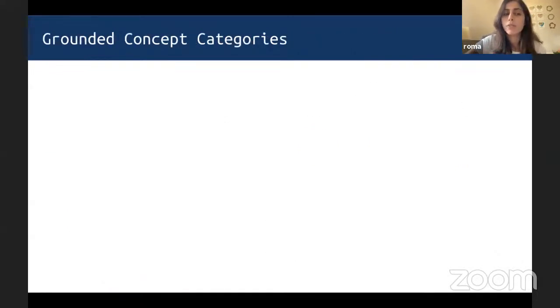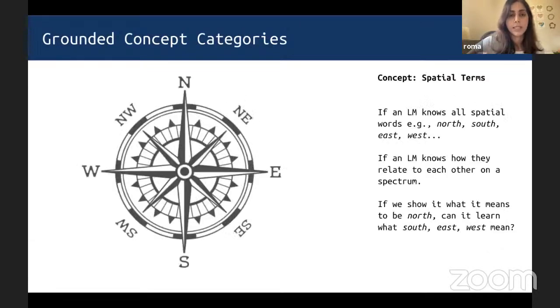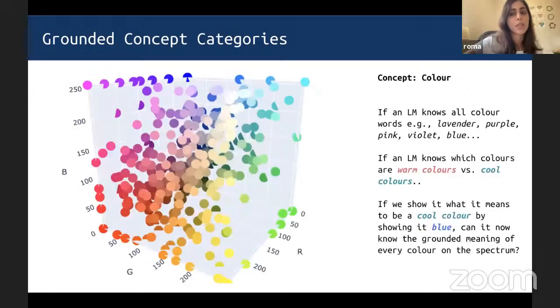So let's look at some of the grounded concept categories that we're going to consider. The first one, like we saw before, are spatial terms. So for example, words like north and south and east and west that are related to each other, or words like left and right or up and down. If we can show language models some instances of these, and we know that these concepts are all related to each other, can we test if models generalize to the remaining words? Secondly, we also look at colors for example, in a 3D RGB space.